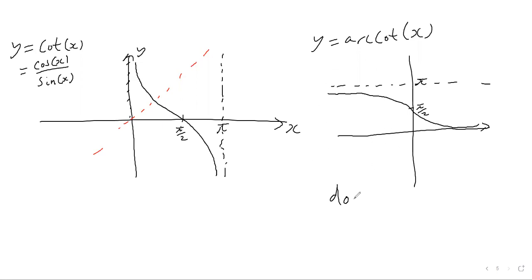What can we see from here? We can see that the domain is x in the real numbers, so every value of x in the real numbers will give us an arccot value. And the range of values is from 0 up to pi. So that's the arccot function.